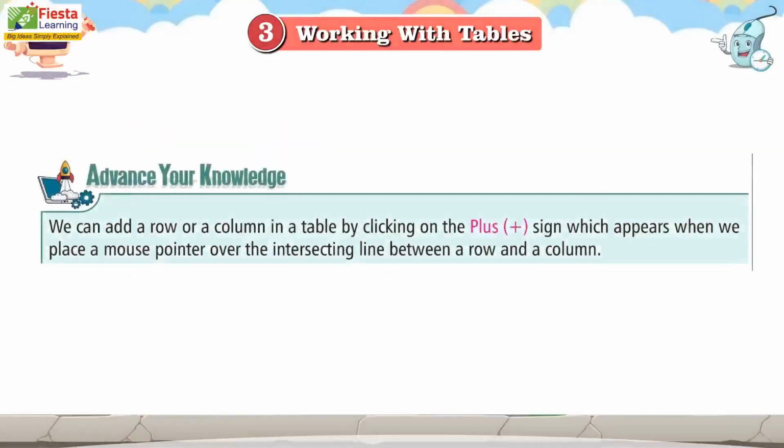We can add a row or a column in a table by clicking on the plus sign which appears when we place a mouse pointer over the intersecting line between a row and a column.